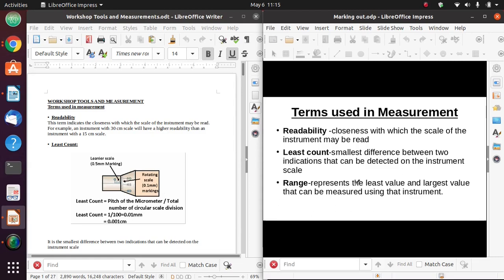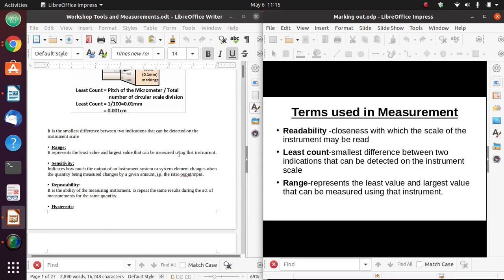We have range. Now this represents the least to the largest value that instrument can be able to measure. In our case, this ruler will be able to measure from 0 centimeters to 30 centimeters. So the range is 0 to 30. So you'll find that different measuring instruments can be able to measure different ranges.